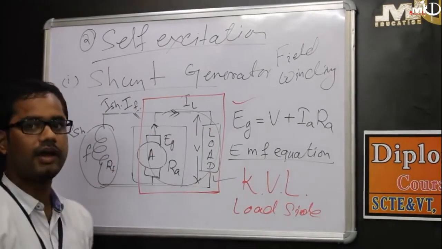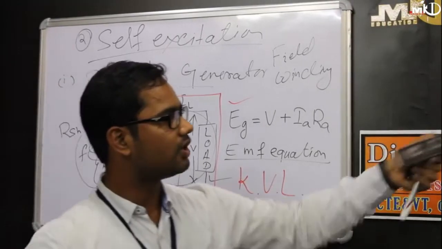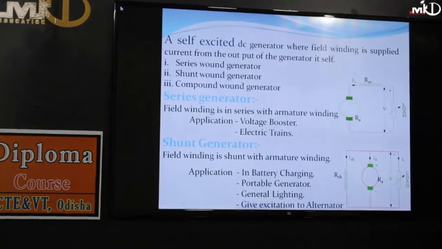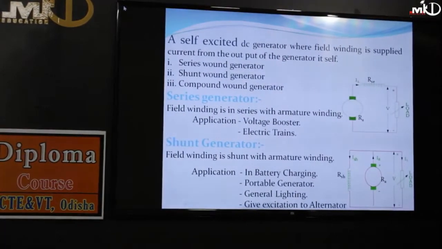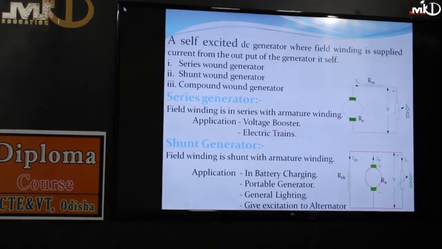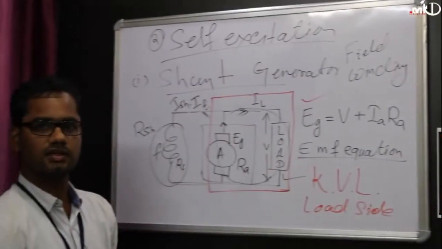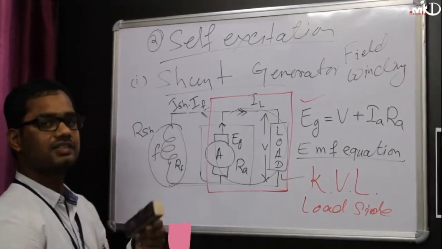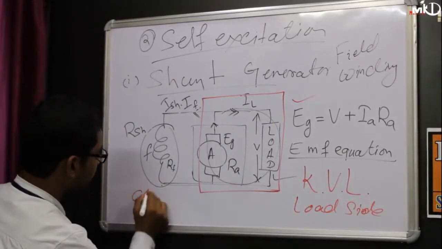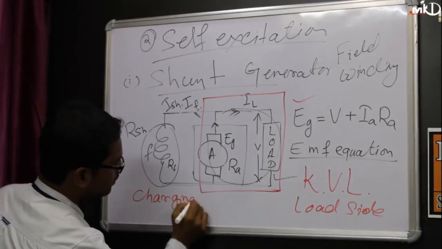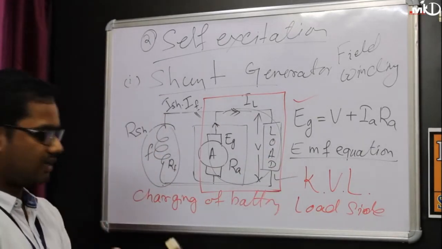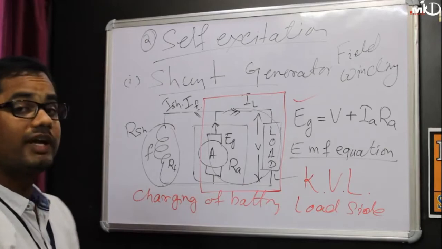Then come to the application where we will use the shunt generator. Okay, in the shunt generator, as it is present in parallel, you are using it in battery charging. In your vehicle, your battery is there. Sometimes your battery gets discharged, your light will not glow. At that time, your requirement is to charge the battery. So your first application is charging of battery.